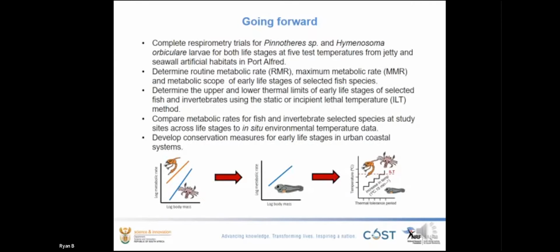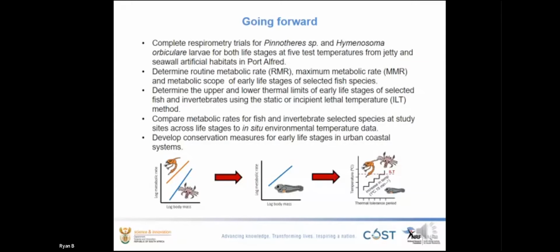Routine metabolic rates, maximum metabolic rates, and metabolic scope of early life stages of selected fish species using static respirometry and PyroScience equipment at 5 test temperatures still need to be conducted. And furthermore, determining the upper and lower thermal limits of early life stages of selected fish and invertebrates using the static or incipient lethal temperatures method also needs to be conducted.